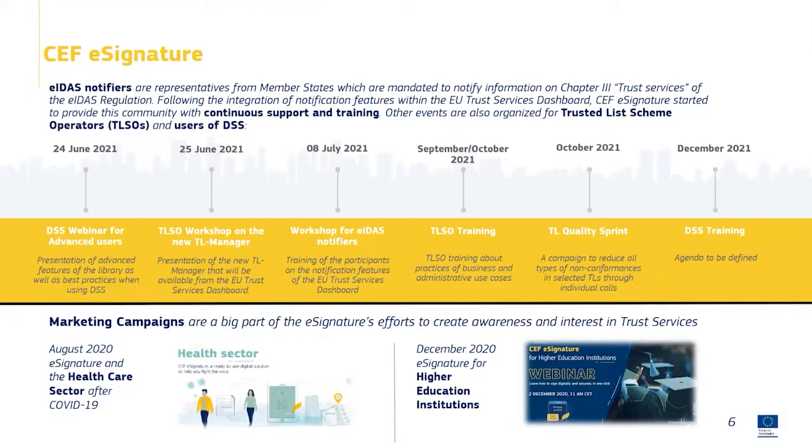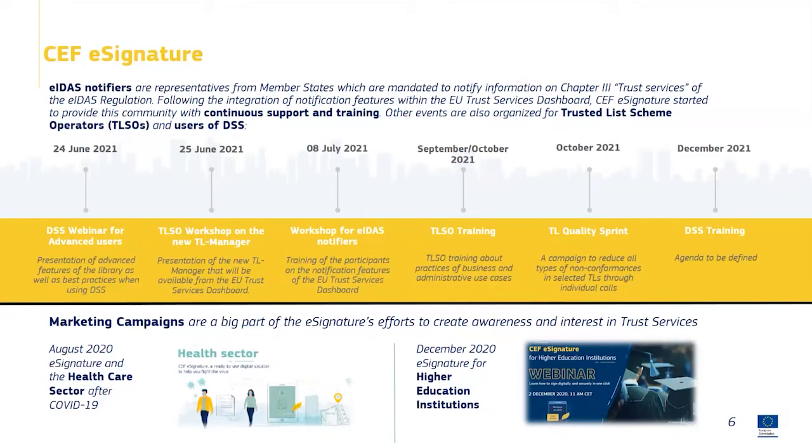It's a training for the participants on the notification feature of the EU Trust Services dashboard, for all the representatives of the member states mandated to notify information, in particular the information on the Chapter 3 trust services of the eIDAS regulation. There will be a TLSO training in September or October, a training about the practices and the business and administrative use cases on how to edit the trusted list. Then in October, there will be a new TL quality sprint.